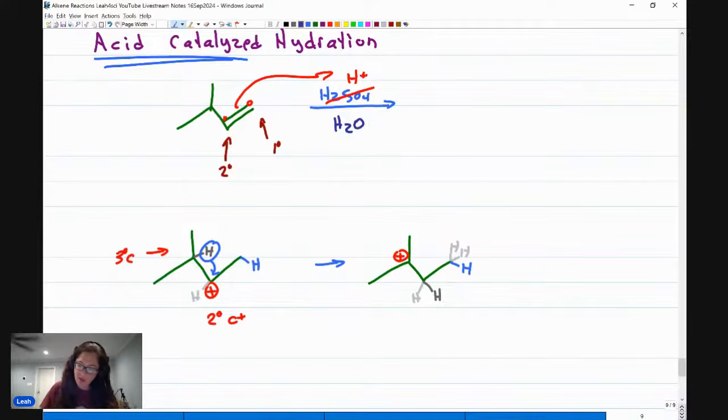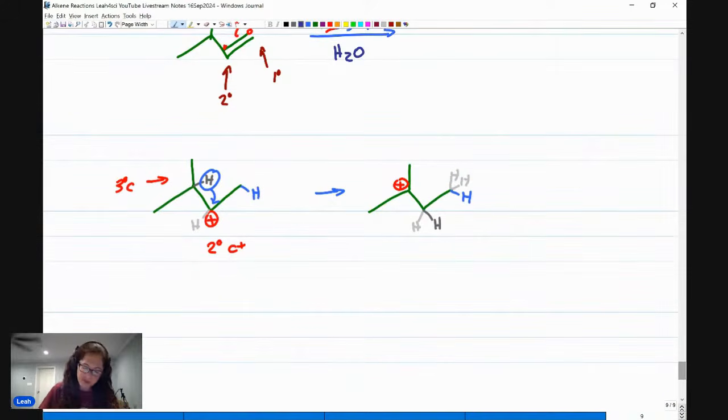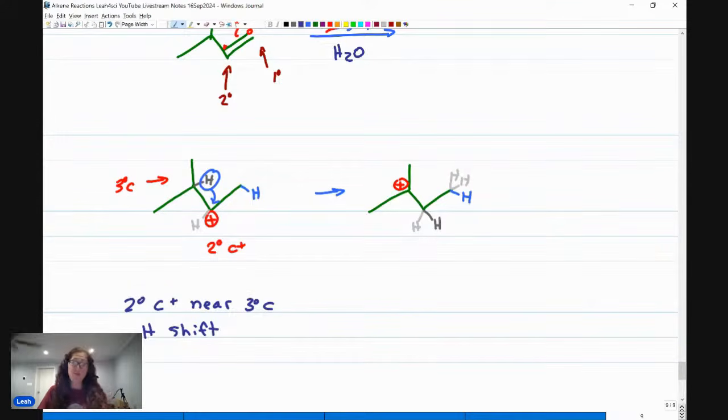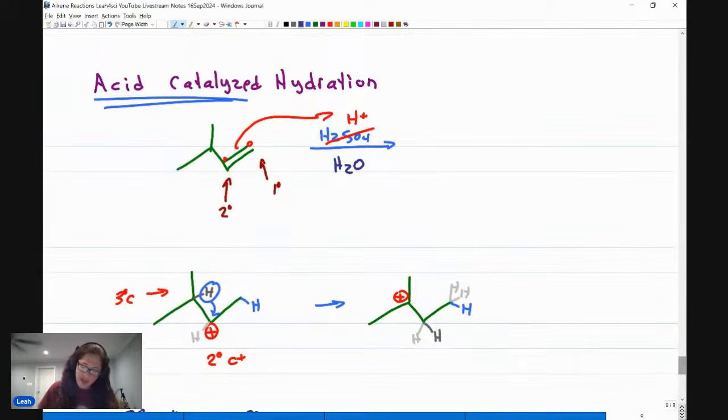Instead, here's what I want you to recognize. Anytime you have a secondary carbocation near a tertiary carbon, you will have a hydride shift, a carbocation rearrangement to give you a more stable carbocation intermediate. And that means the shortcut for this is you redraw the starting molecule, you break your pi bond, you recognize that you have a secondary carbocation near a tertiary carbon. That is where your nucleophile is going to add.